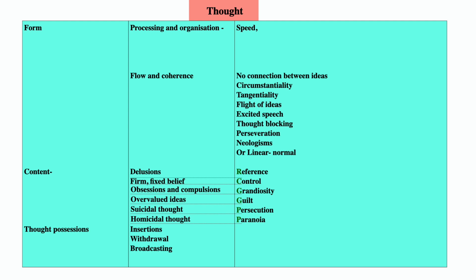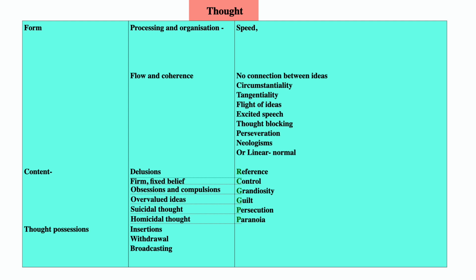It can be linear, which is normal thought form. Otherwise, circumstantiality, tangentiality, flight of ideas, thought block, perseveration, neologisms, and loose associations. Then coming over to thought content. In thought content, all the delusions come here.